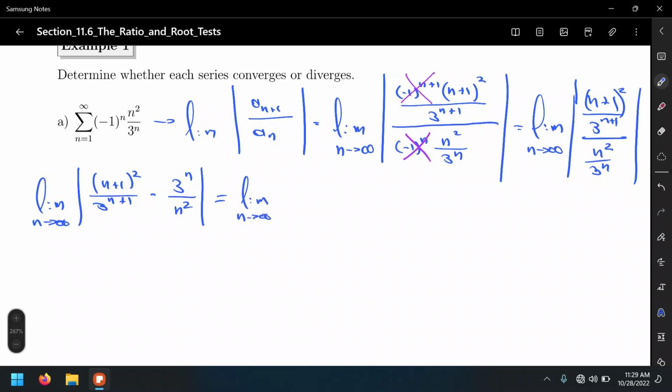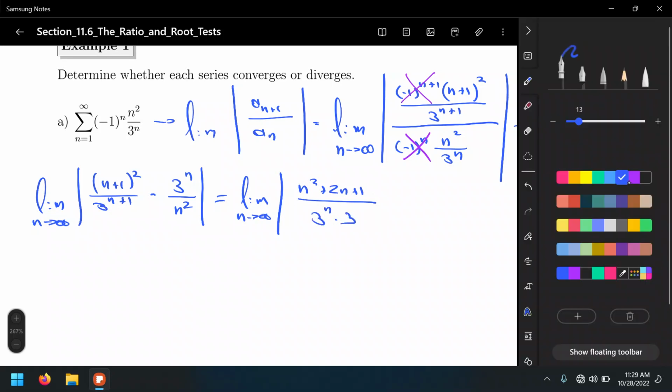Limit as n approaches infinity. Actually, I don't think we need to keep writing the absolute value bars, because we already used them to get rid of those alternating factors. But it doesn't hurt to keep writing them. Student: Can't you simplify to get plus 1 and 3n? Like, can't that just simplify to 1/3? Yes, that's exactly the next step. So that's n squared plus 2n plus 1 divided by 3 to the n times 3.